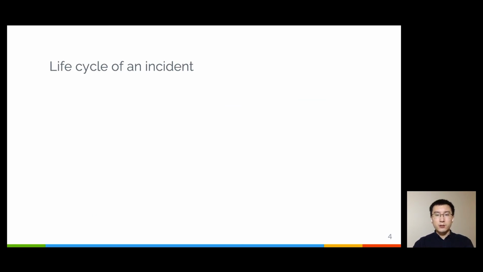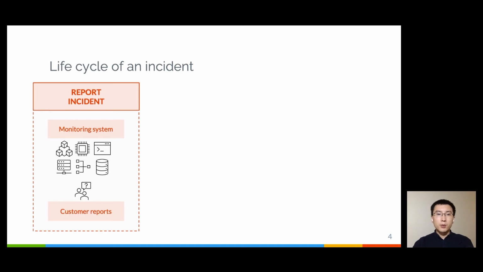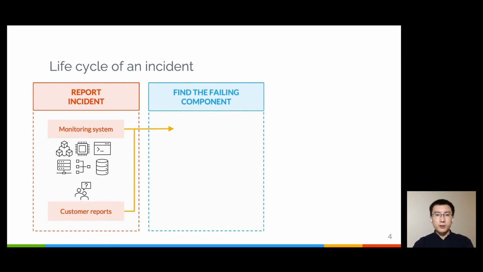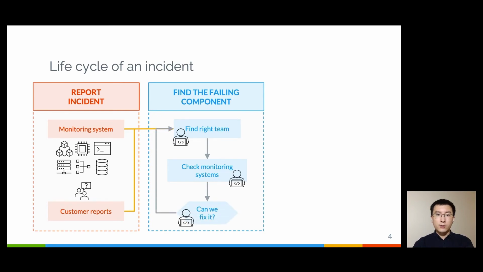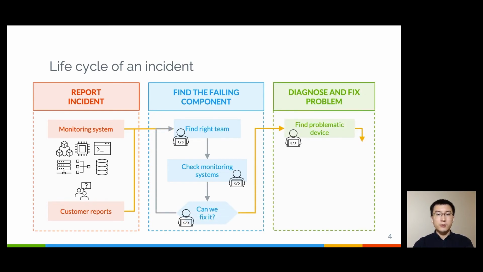Now let's see the life cycle of an incident. Firstly, when the monitoring systems deployed in the data center detect abnormal behavior or the customer is experiencing issues, an incident is created. The next step is finding the failing component, which equals finding which team is responsible for the incident. This process is usually done by asking each team whether the problem belongs to its components. If so, then the team takes over the incident and applies the corresponding troubleshooting procedures. If not, then we need to find the next team until one team claims the incident.